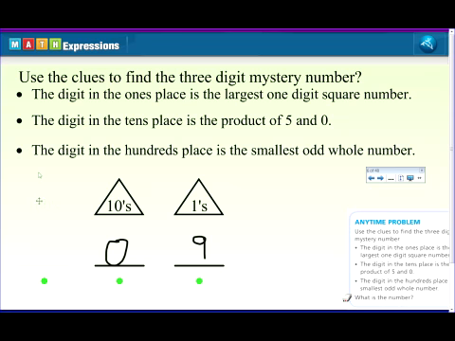Let's try this last one. The digit in the hundreds place is the smallest odd whole number. Smallest odd whole number. That would be 0, right? Correct me? You say it's 1. Well, let's check our answer. 109. Hopefully you got the answer before me.